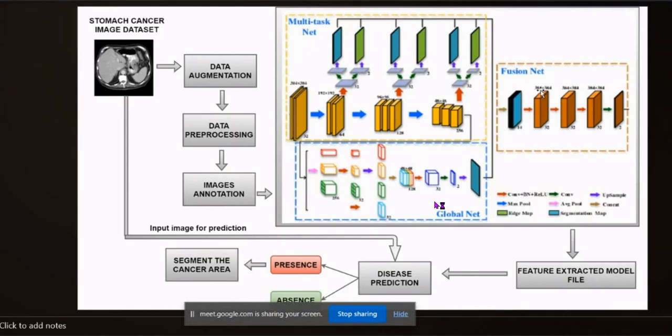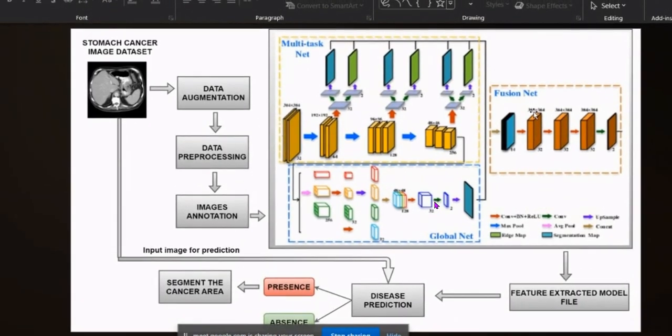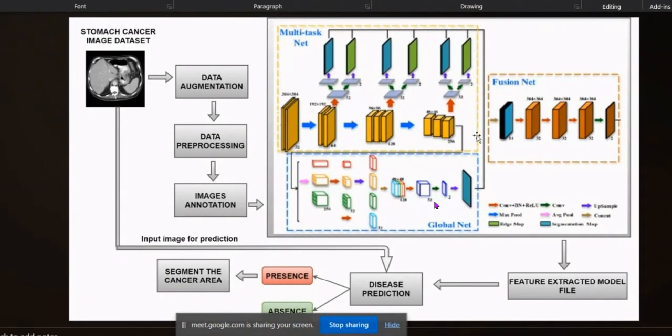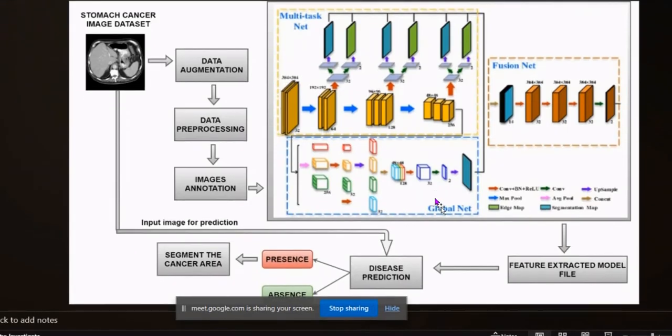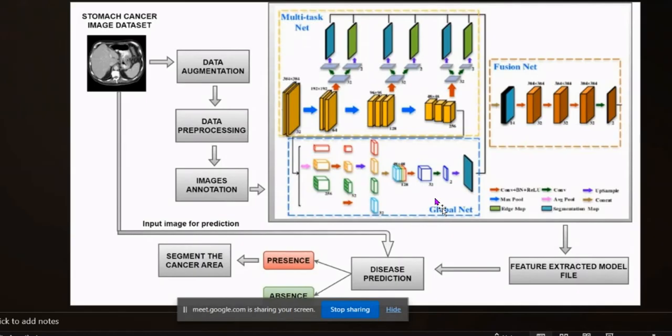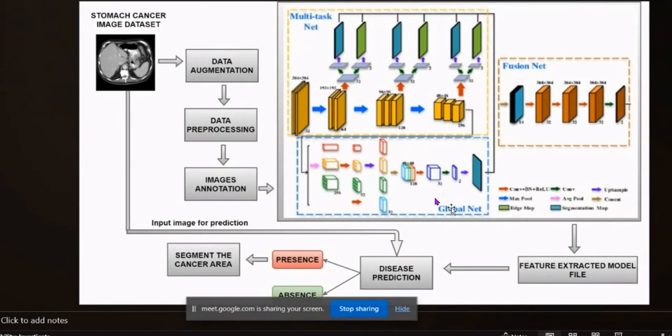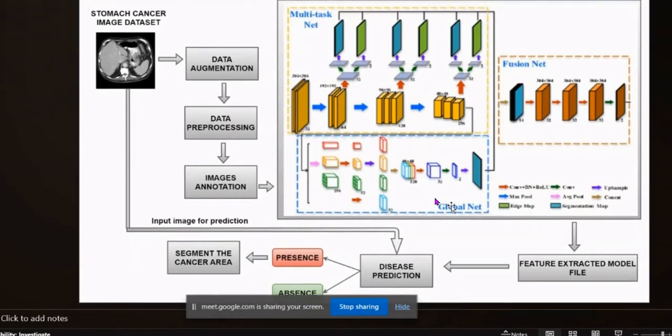And the FusionNet is helpful to combine all the data sets. It will consider all the data sets from the sources which I have retrieved. And this GlobalNet, when I have annotated the images, will focus on a particular area to detect the cancerous cells. The image that I have given as an input is tissue cells.